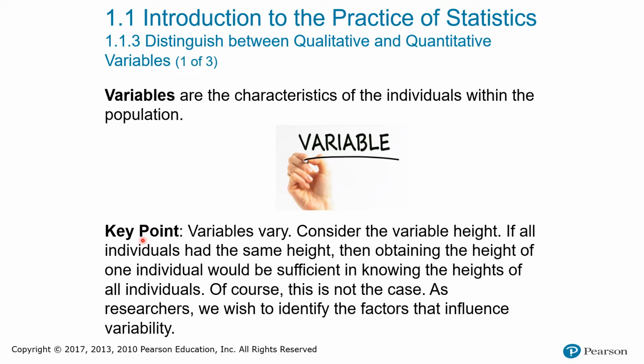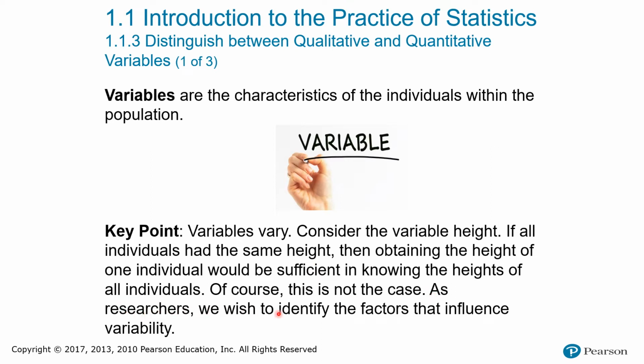Of course, the reason variables are called variables is because they vary. Consider the variable height. If all individuals had the same height, then obtaining the height of one individual would be sufficient in knowing the heights of all individuals. Right? If everybody was 5'2" like me, well, then all we would need to do is know my height and we would know everybody's height. But of course, that's not the case. We know that lots of people have different heights that are not 5 feet 2 inches. There's variability there, right? So height is a variable.